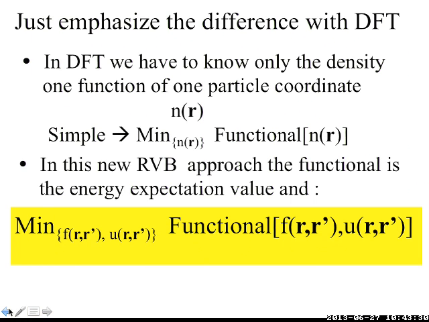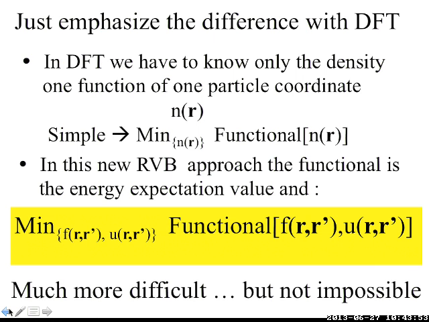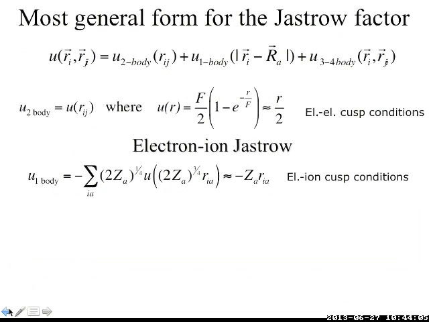Now this is more straightforward, but of course it's much more complicated. You have two functions, one for the correlation, the Jastrow, and one for the mean field part, if you want, BCS. And you have to minimize the expectation value of the energy over these two functions. So it's difficult, but not impossible, compared to the full many-body wave function. The full many-body wave function is a function of n variables, so it's very difficult to represent.